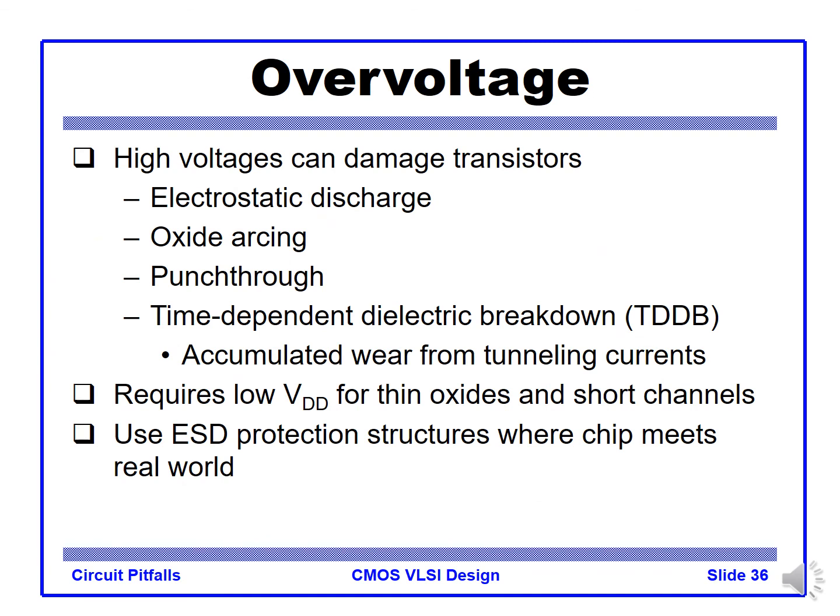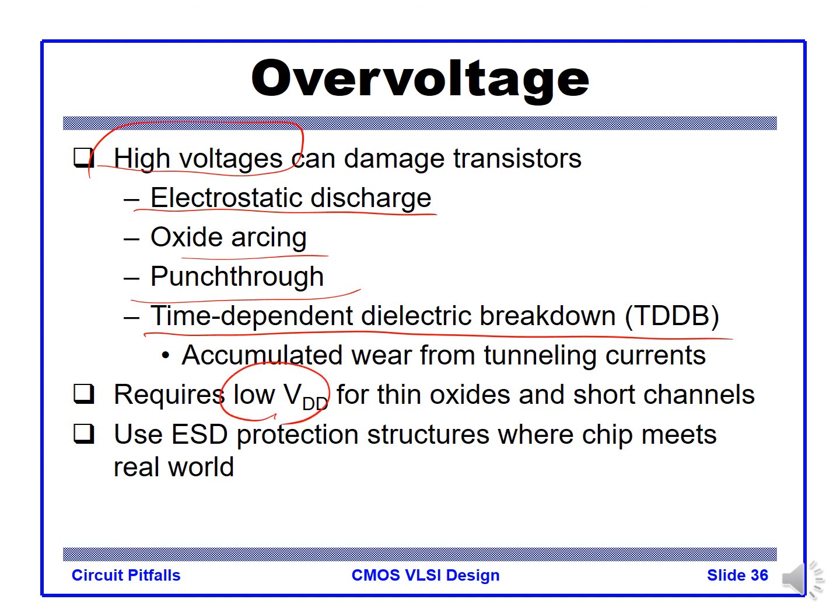So over-voltage can damage your transistors. Do not supply a voltage more than the foundry, the device manufacturer, suggested. High voltage may cause electrostatic discharge, oxide arcing, punch through, and time-dependent dielectric breakdown. All these kinds of issues become problematic, and you cannot recover from those failures. So always use a low supply voltage for thin oxide and short channel devices.